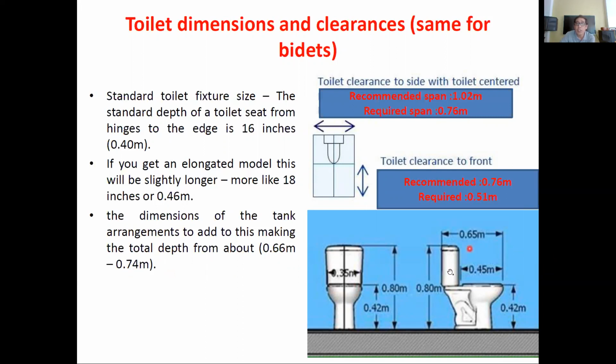So as you can see in the section, this is approximately 65 centimeters from the edge of the tank to the edge of the rim of the water closet. The height of the tank is approximately a maximum of 0.80 meters or 80 centimeters. The height of the rim of the water closet is about 42 centimeters, or 0.42 meters. So it is the standard height, fitted for a standard size person.